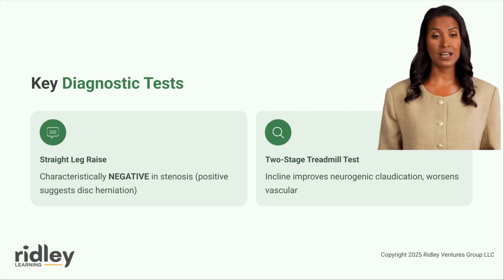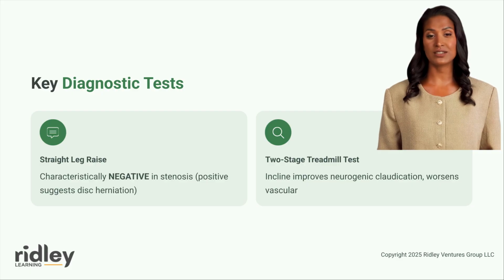The crossed straight leg raise, wherein straight leg raising on the asymptomatic side reproduces symptoms on the symptomatic side, is highly specific for disc herniation and is not expected in stenosis.